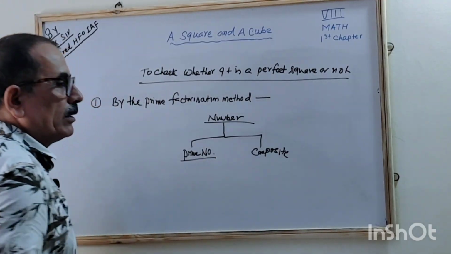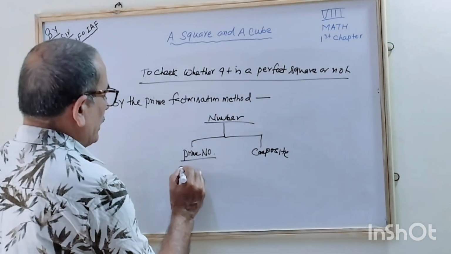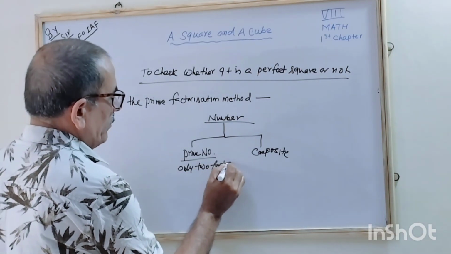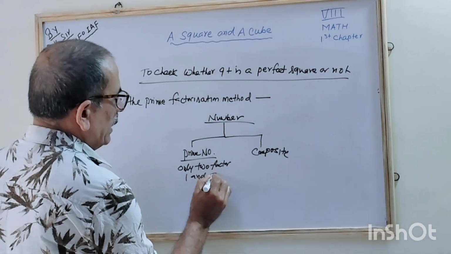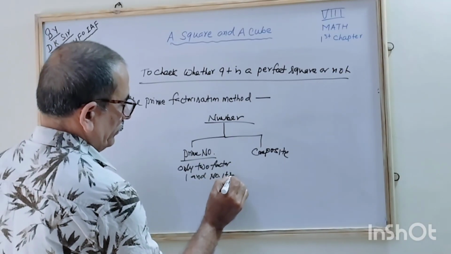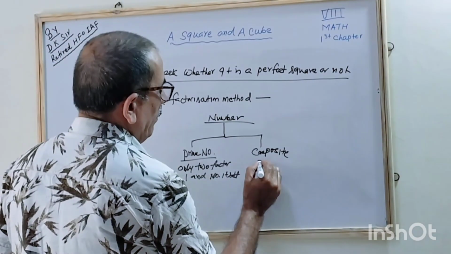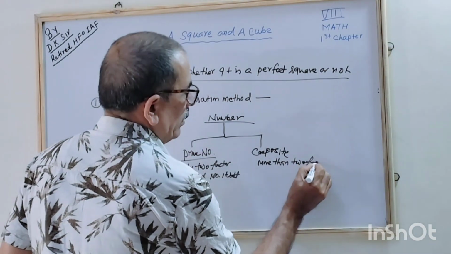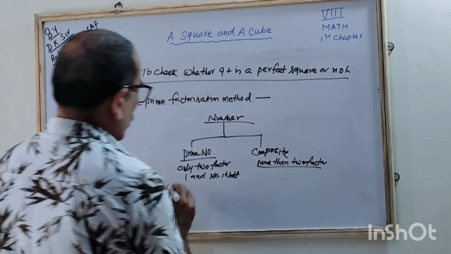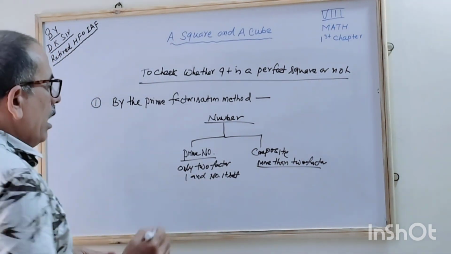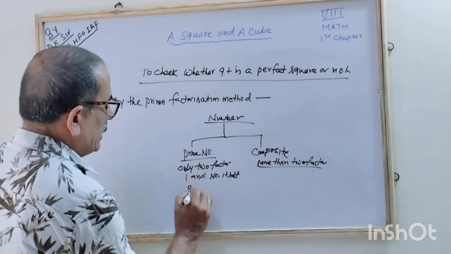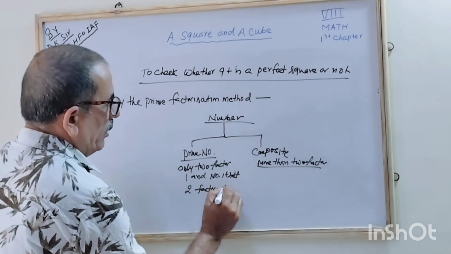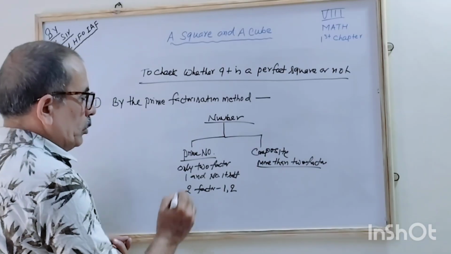A prime number is one which has only two factors, one and the number itself. A composite number will have more than two factors. You can see that 2 has factors 1 and 2. Find the factors of 2, what will it be? 2 can be divided by 1 and 2 can be divided by 2. So it is a prime number.